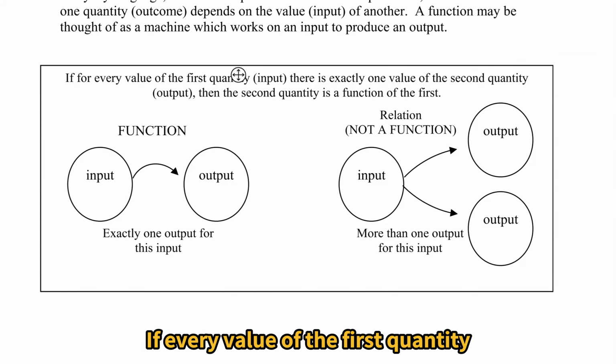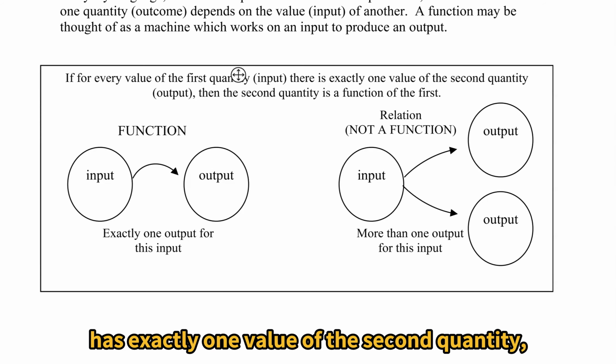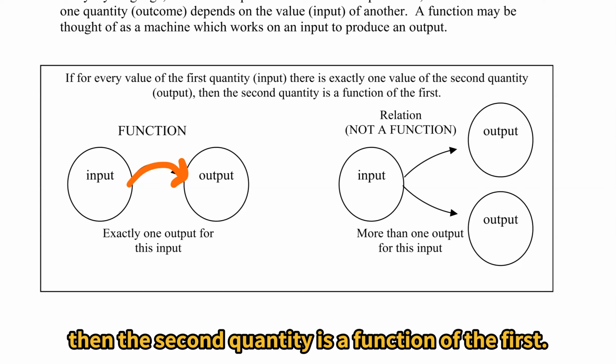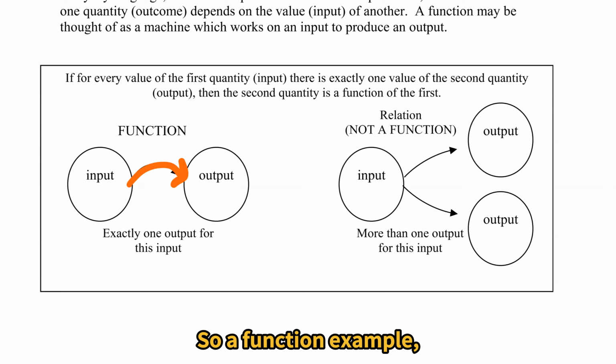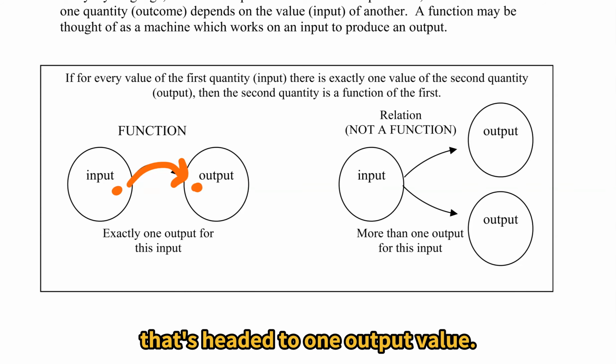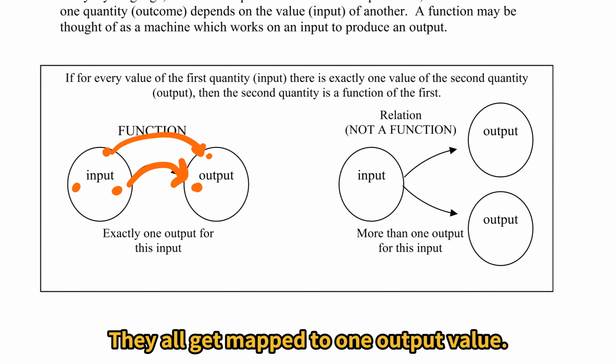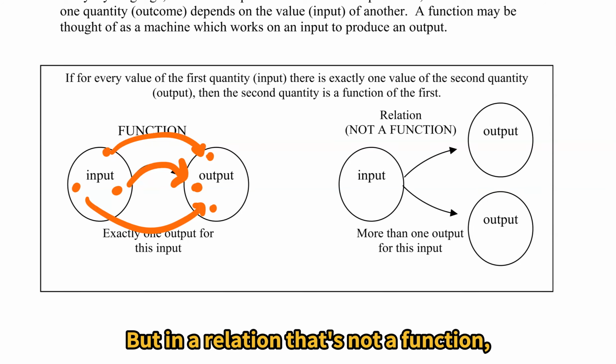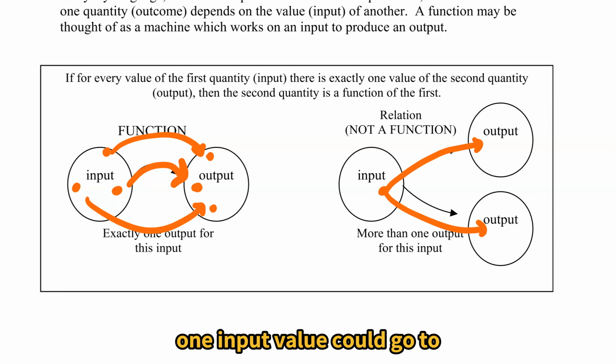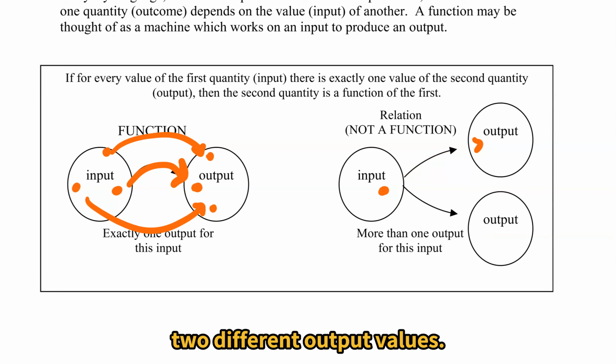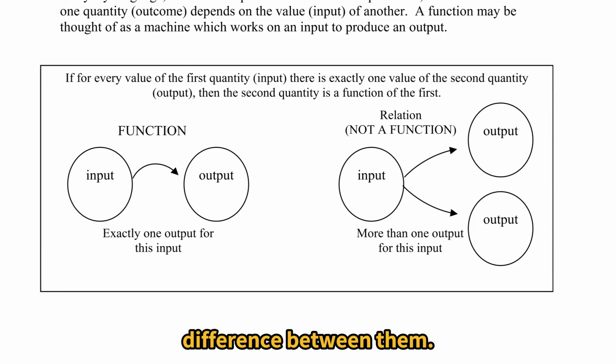If every value of the first quantity has exactly one value of the second quantity, then the second quantity is a function of the first. So in a function example, we have one input value that's headed to one output value. This is a function. This is true for every single input value. They all get mapped to one output value. But in a relation that's not a function, one input value could go to two different output values. And that's really the biggest difference between them.